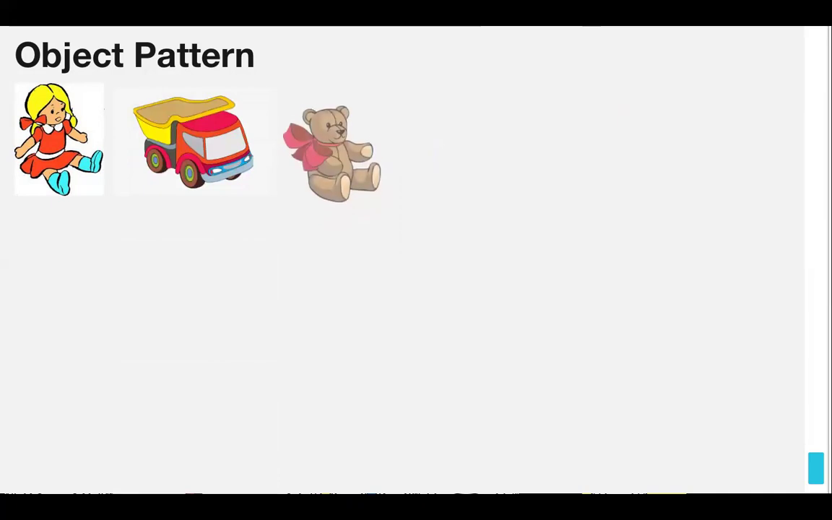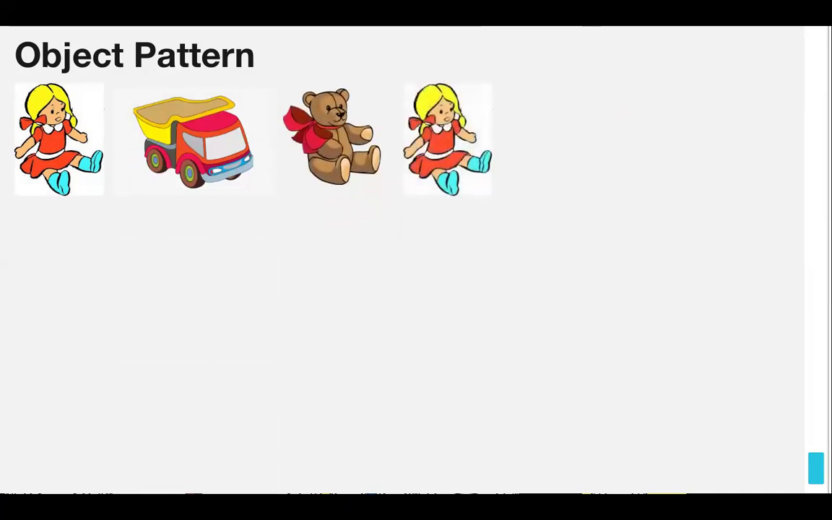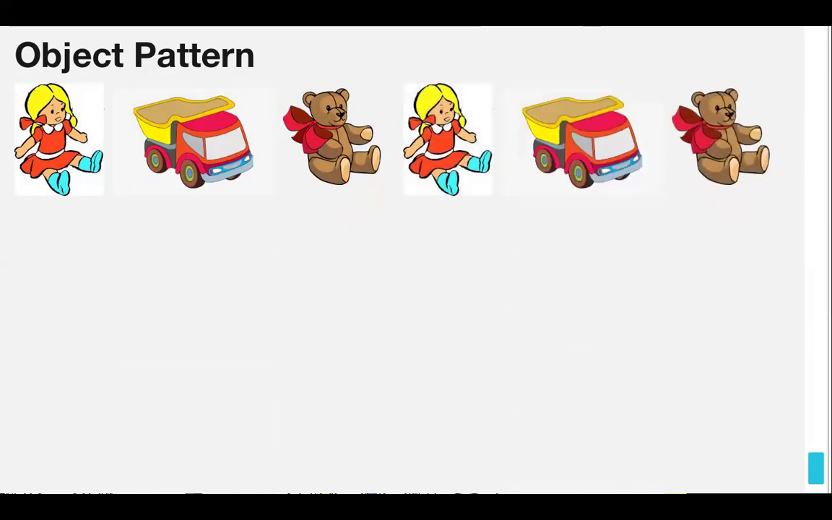How about object pattern? Object pattern, you need to observe how the objects are in sequence. Okay, so let's see that. So example, we have dog, doll, truck, bear. So if we start again to doll, what's next? So truck and bear.